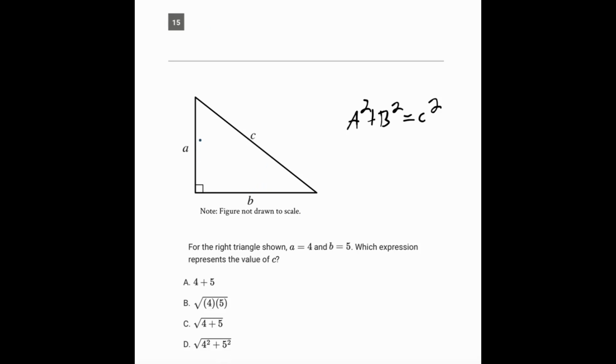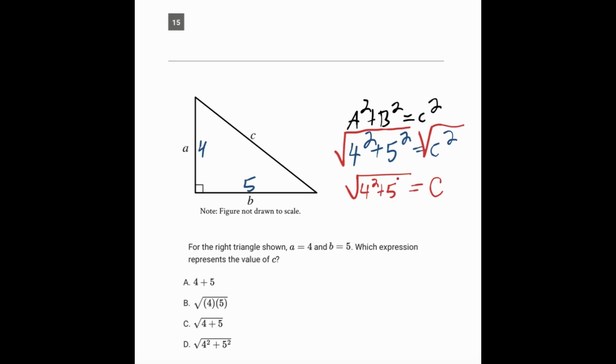Now we're told that a is 4, b is 5, c is what we don't know, so we can put that in as 4 squared plus 5 squared equals c squared. Now, normally we would get the 16 and the 25 and add those up. But looking at the answer choices, we're being asked for a different format. So if we just take the square root here to turn the c squared into c, you have to do the same thing to both sides. And right now we have c equals the square root of 4 squared plus 5 squared, which is D here.